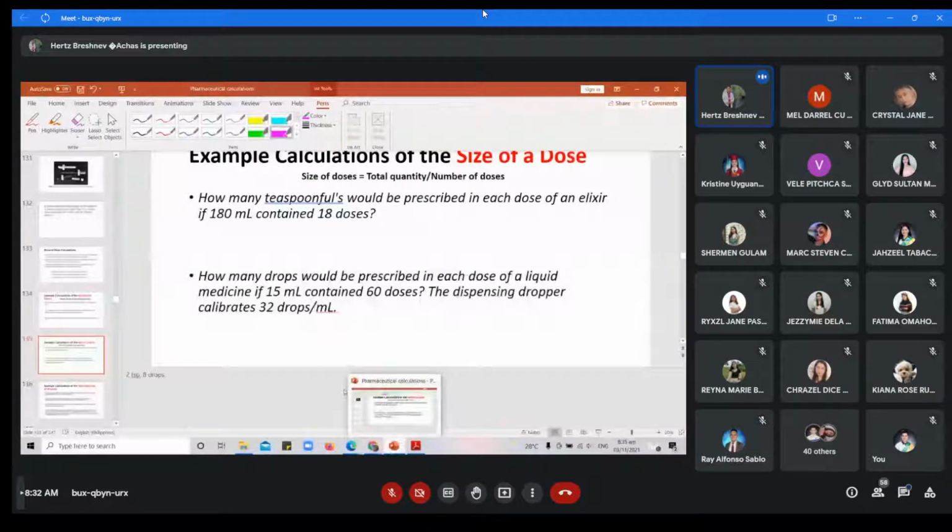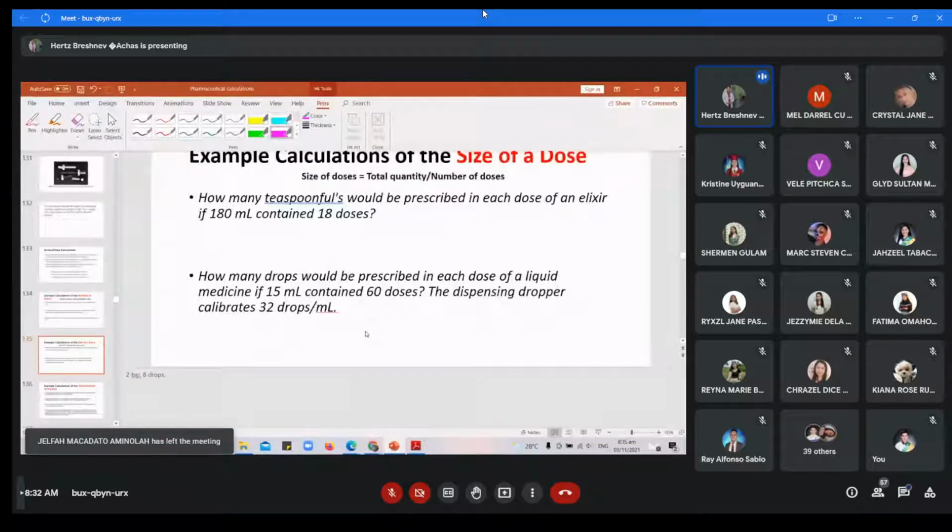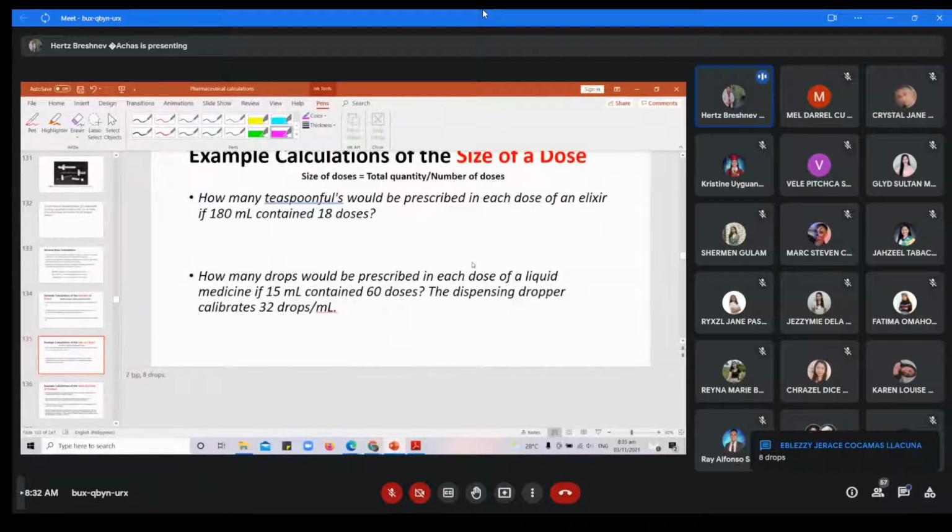Okay. So how many drops would be prescribed in each dose of a liquid medicine? 15 ml contains 60 doses. The dispensing dropper calibrates at 32 drops per ml. So our formula is the size of the dose is equal to the total quantity divided by the number of doses. We already have the number of doses, so what we need now is the total quantity.